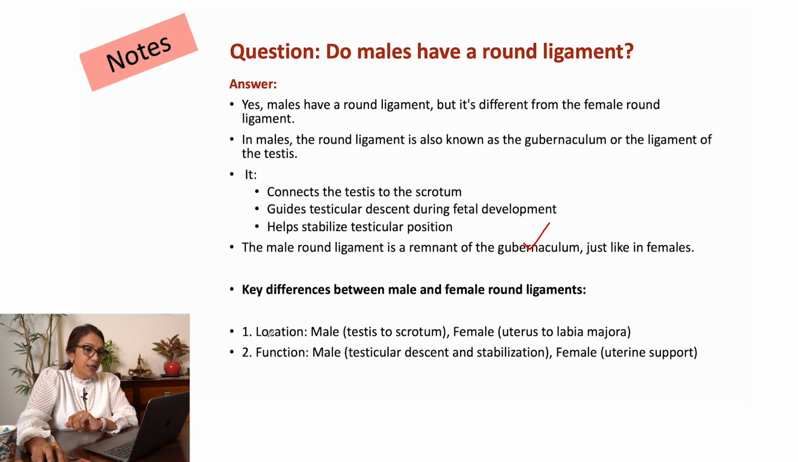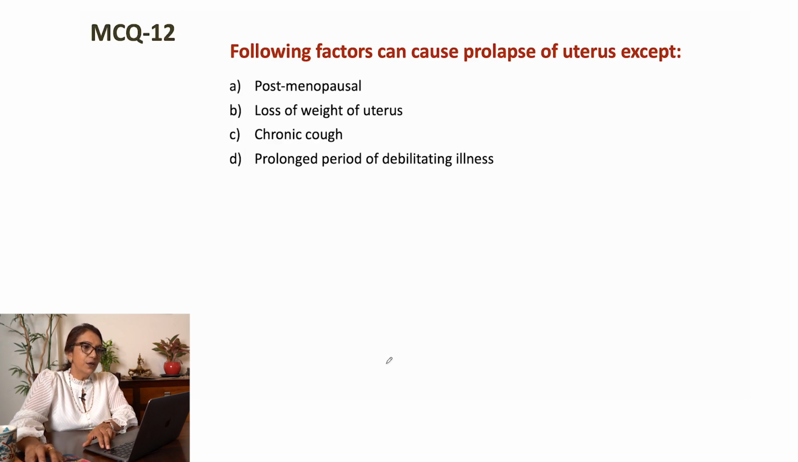Okay, right. So the male and female round ligaments are different in that the male round ligament helps in the testicular descent and stabilization. The female round ligament is actually acting as a uterine support in its distal part. In its proximal part, it is only acting as an anchor for the ovary. Right. So we'll continue now.